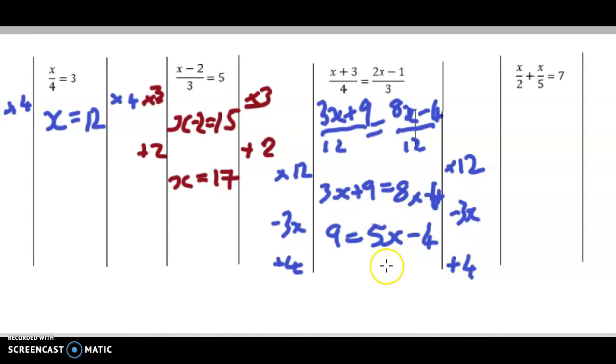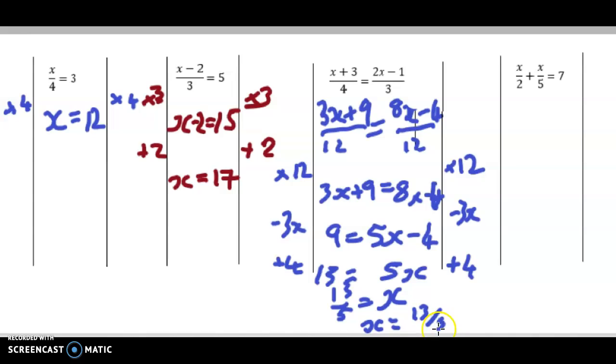5x minus 4 plus 4 is 5x. 9 plus 4 is 13. So if 5x equals 13, x must equal 13 over 5. Now, because 13 over 5 equals x, you can still write x equals 13 over 5, no problem. Okay, here we've divided both sides by 5.